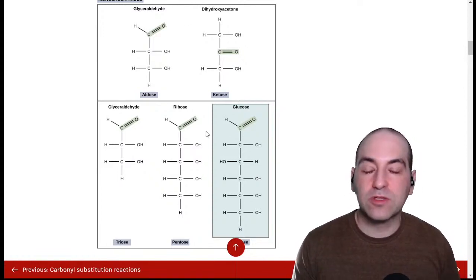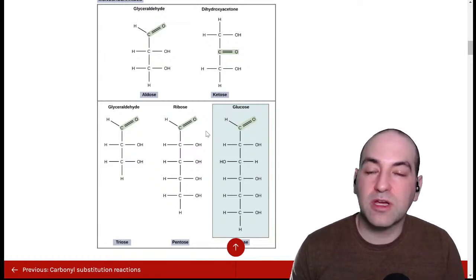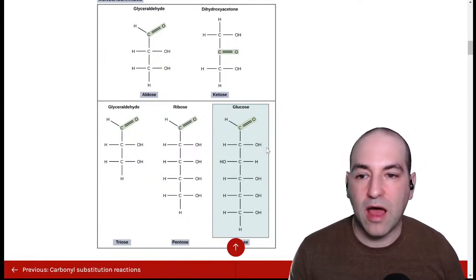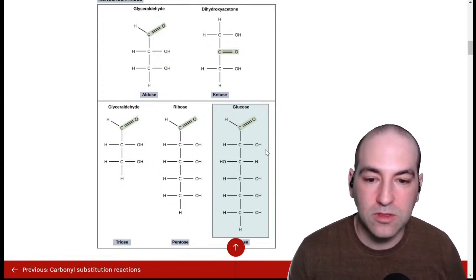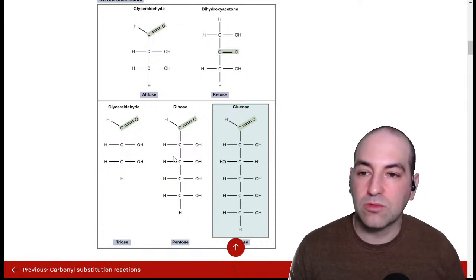So things we can know right now, sugars are going to be extremely polar. We talked about how OHs allow for that hydrogen bonding, those really strong connections between molecules. And that's true with sugars as well.